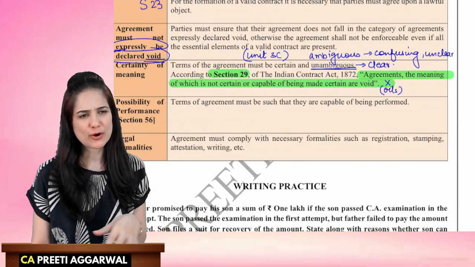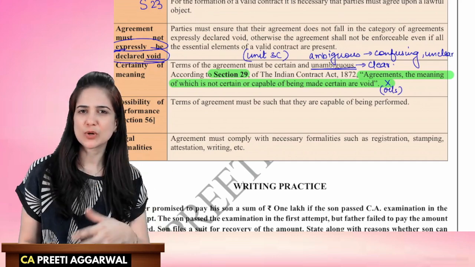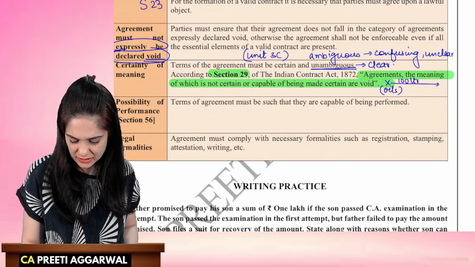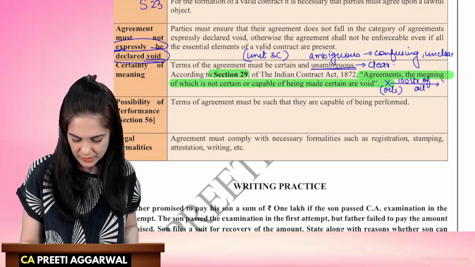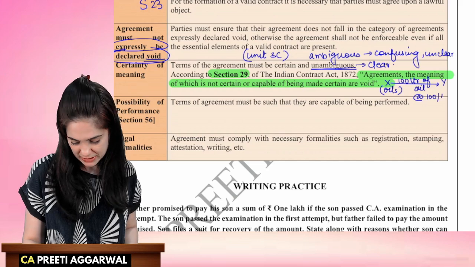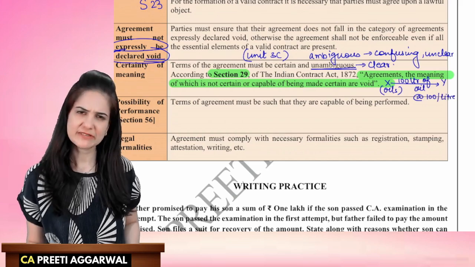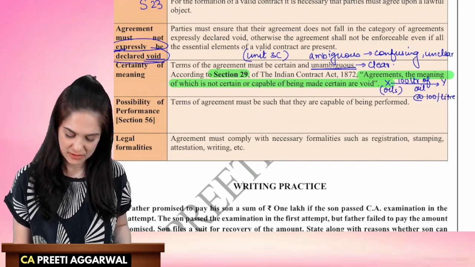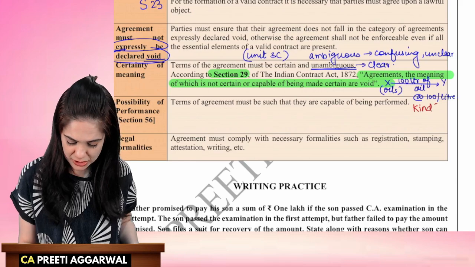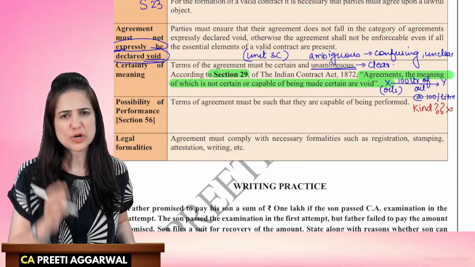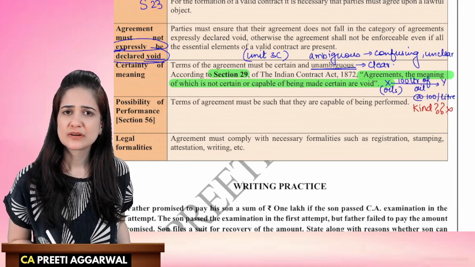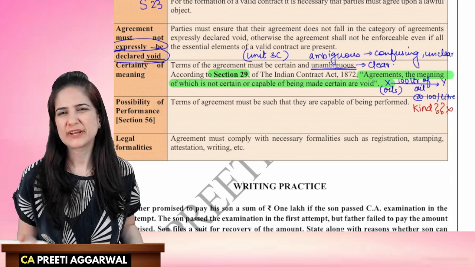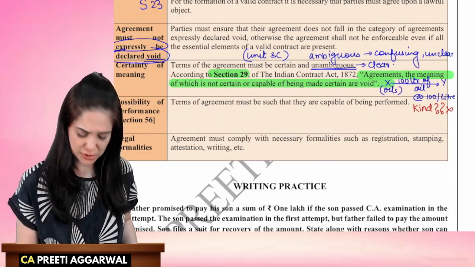Now, let's say that X is a dealer in different kinds of oil: coconut oil, hair oil, sesame oil, mustard oil, etc. He agrees to sell 100 liters of oil at 100 rupees per liter. Is this a valid contract? Which oil is he selling? The kind of oil is not specified. Not a valid contract. Terms are uncertain. Sometimes the kind of oil is not given, sometimes price is not given. Not a valid contract.